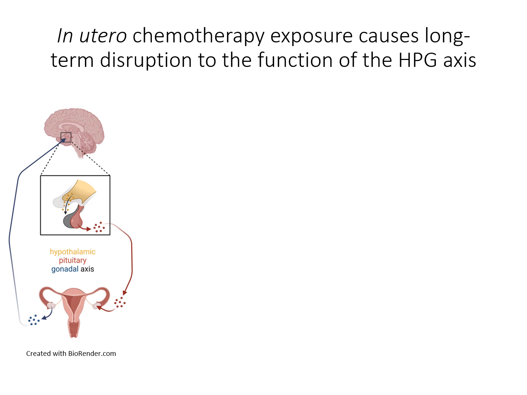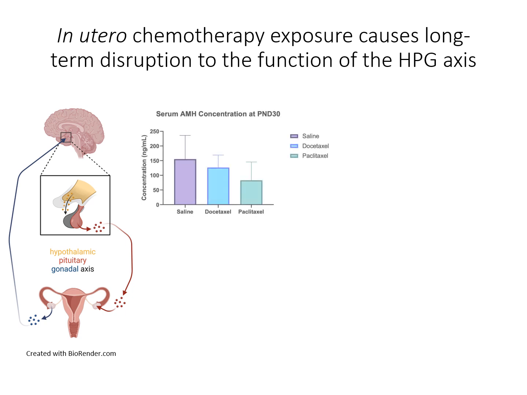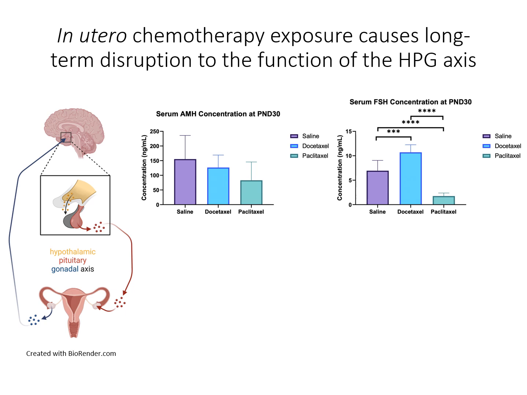So anti-Müllerian hormone is produced by the granulosa cells of ovarian follicles, and it's a surrogate marker for follicle abundance. So consistent with our finding that there's no change to oocyte density across groups, we see that there is no change in AMH levels across groups either. In contrast, we see significantly different FSH levels between treated groups compared to our controls.